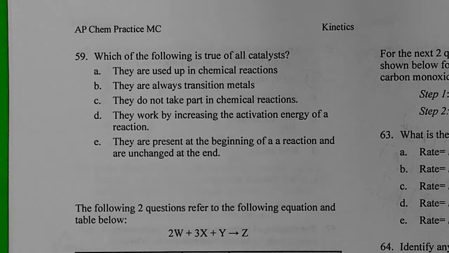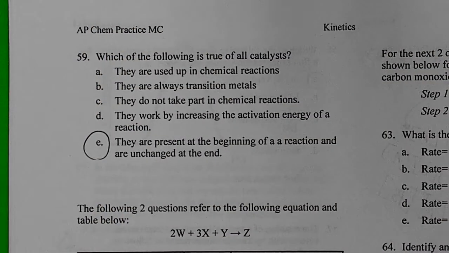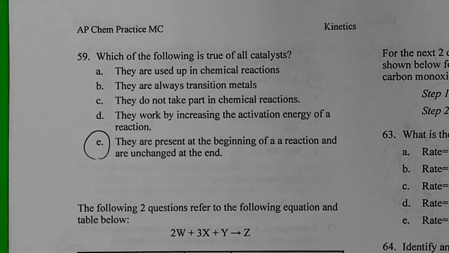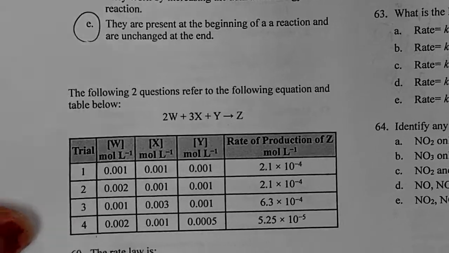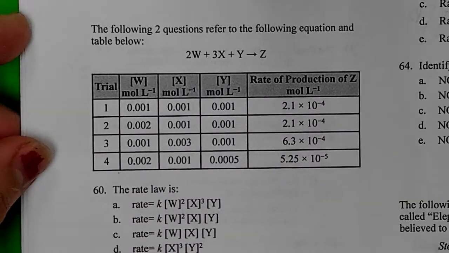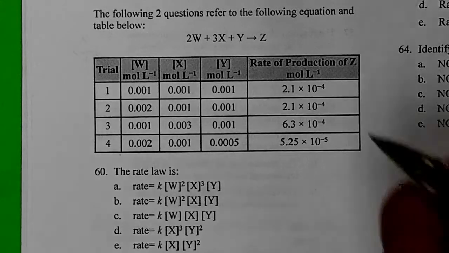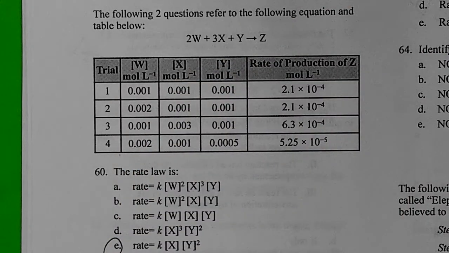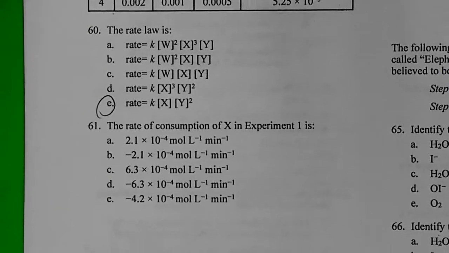E. E? Yep. Okay. Catalyst is present at the end and unchanged because you made it back. Ooh, this one, did you guys figure out the rate law? Yes. We all got E? X, Y? Yeah, W doesn't matter, right? Okay. Anyone want me to do 60 or we got it? Yeah, we got it? Guys, you have to speak up.